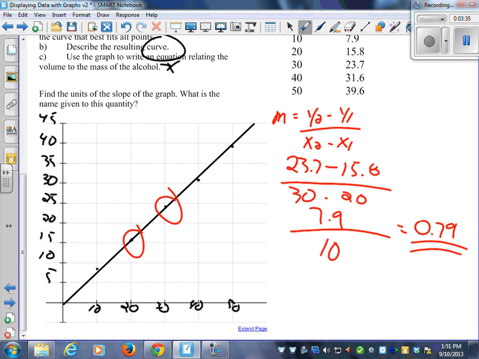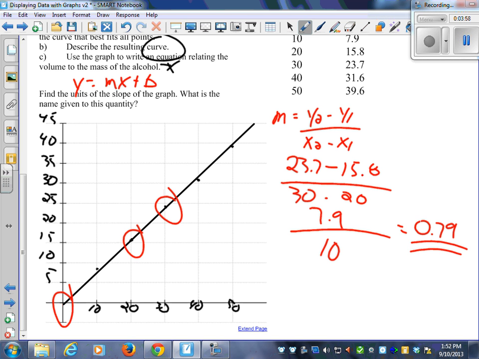Now, that's only one part. Remember, if we want an equation, I need y equals mx plus b. Which one do I have here? I have the m. How do I get the b? Which is right down here. Now, it should be at 0, right? It should be at 0.